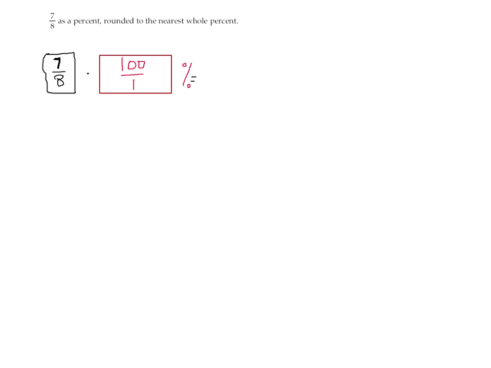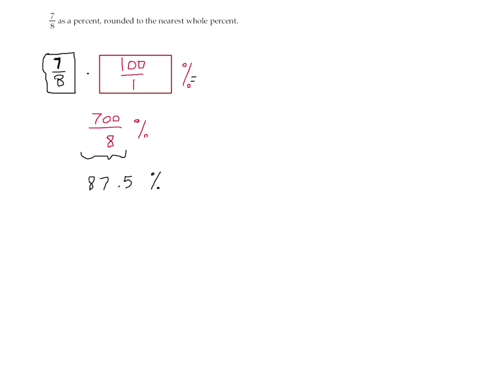Okay, so what is 7/8 times 100 over 1? So that would be the same as 700/8. Does that make sense? Yes. Okay, so 700 divided by 8. If I divide 8 into 700, I get 87.5. Do you agree with that?